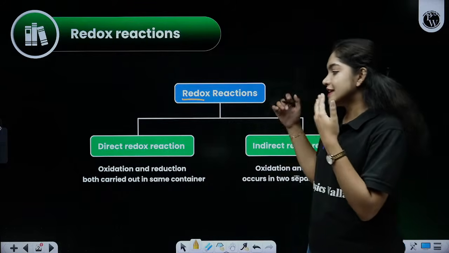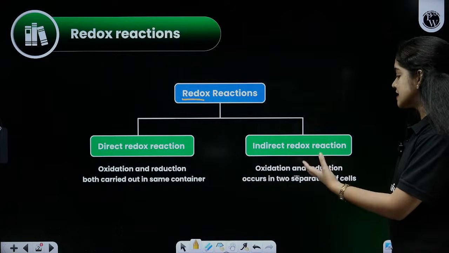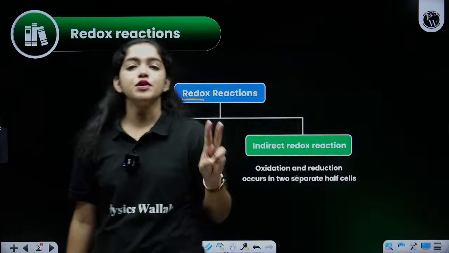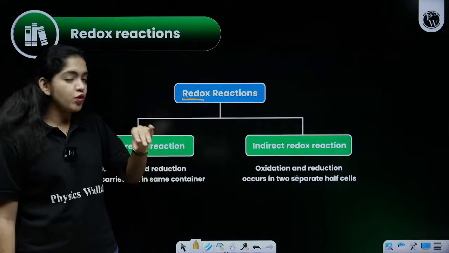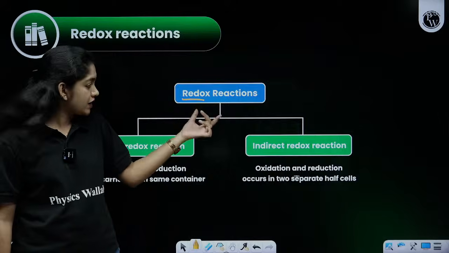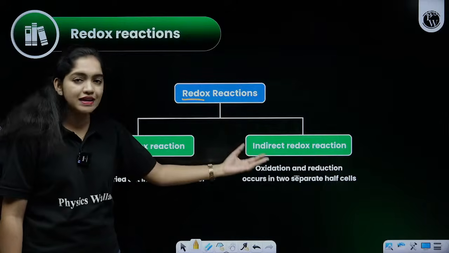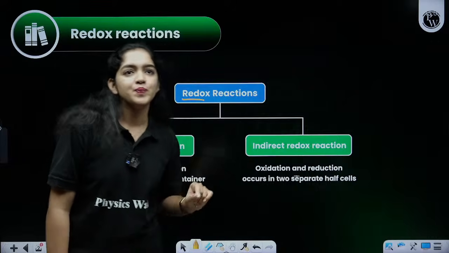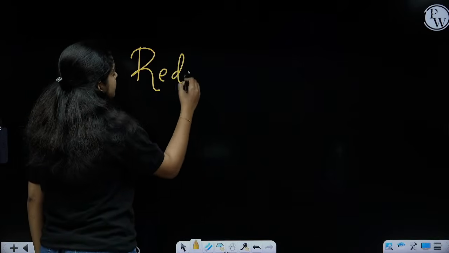And if it is carried out in the same container, it is known as direct redox reaction. And if it is carried out in two separate containers, it is known as indirect redox reaction. So, redox reactions are classified into two types, and this is for our NEET JEE level exam, not for our board exam, because we only need redox reaction, not the direct or indirect redox reaction, but we will learn both, though not by the names direct or indirect. Okay, got it? Okay, so first we can learn about the redox reaction, the general thing, what is meant by redox reaction.